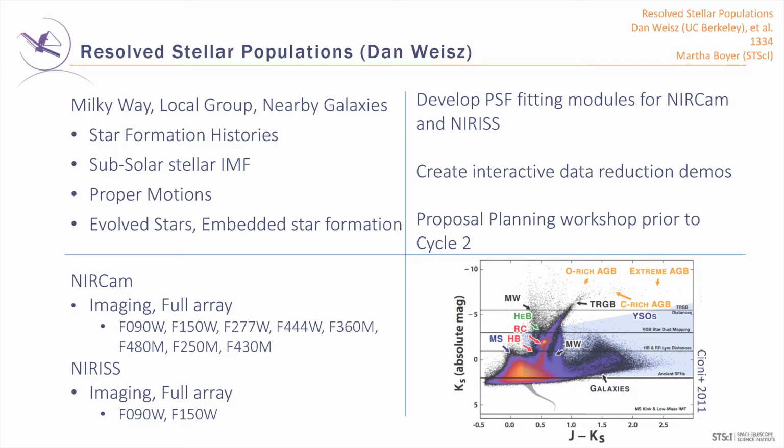We'll also be investigating proper motions, in particular in tandem with Hubble data that was taken very early on, so we have a very long baseline. And with that, we'll be able to actually do better than Gaia can do for some of these very distant systems. And then we'll also be studying things like evolved stars, embedded star formation. We'll be mapping ISM dust using extinction, and a number of other science goals.